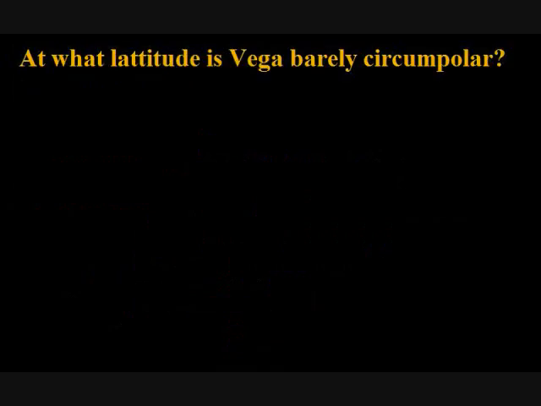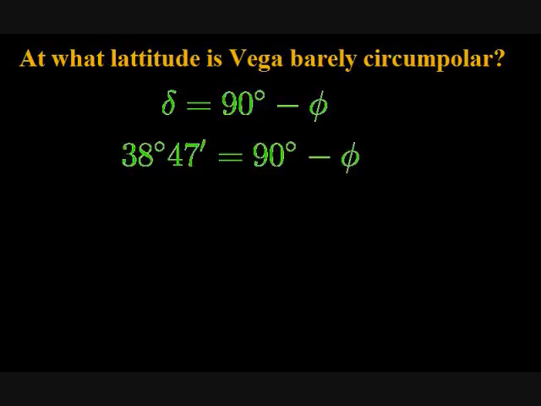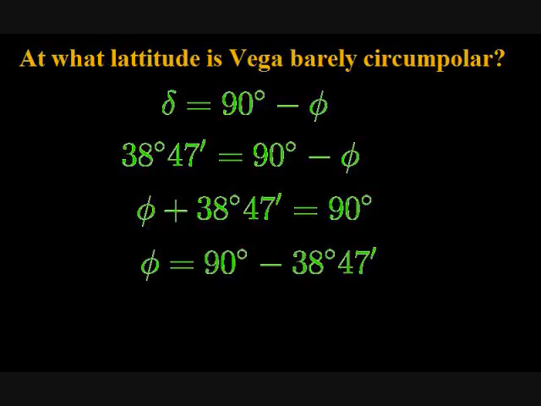At what latitude is Vega barely circumpolar? Well, we know that the declination of a barely circumpolar star is 90 degrees minus the latitude. And we know the declination of Vega is 38 degrees and 47 minutes. Add phi to both sides of the equation. Subtract 38 degrees and 47 minutes from both sides of the equation. Therefore, the latitude at which Vega is barely circumpolar is 51 degrees and 13 arc minutes.